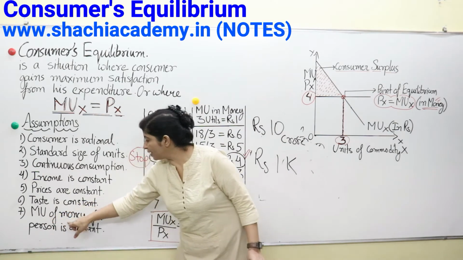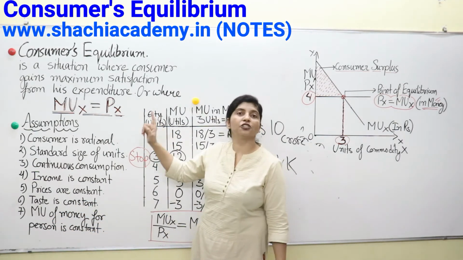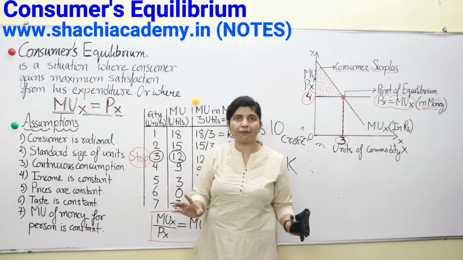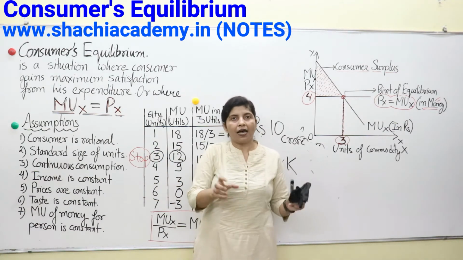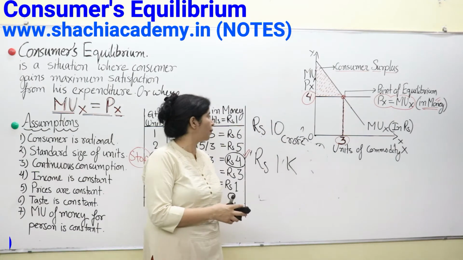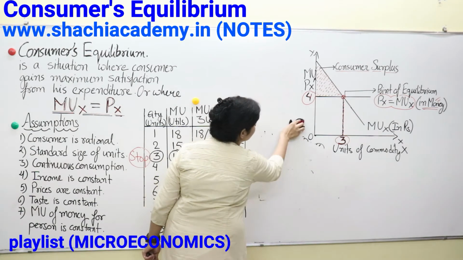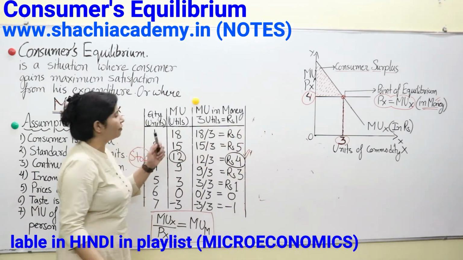So marginal utility of money for a person remains constant at the time of consumer's equilibrium. It should be constant. That means how many utils is equal to 1 rupee should be constant. We will discuss it in detail over here. Now our assumptions are clear, and let's proceed to our schedule.